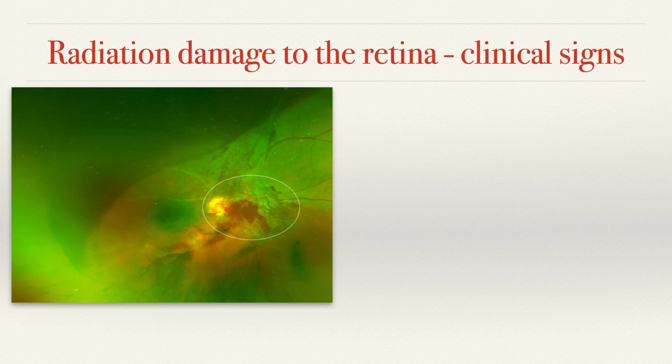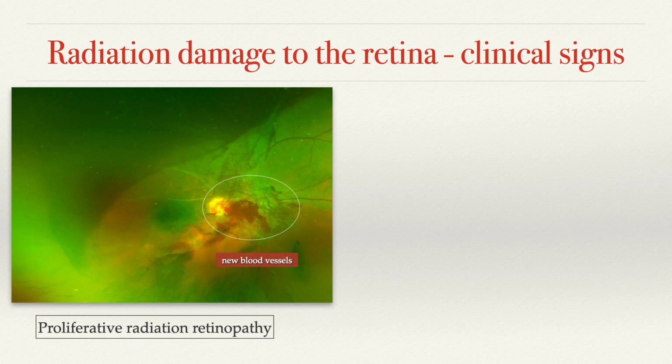And the clinical signs are, these are new blood vessels growing into the eye. Basically, the retina doesn't get enough blood, and it triggers new blood vessels to grow, which is a great idea, but they're badly made, and they grow into the eye, and they can bleed, and they can lead to a retinal detachment or increase the pressure in the eye, and they cause all sorts of problems, and they do need urgent treatment. That's proliferative radiation retinopathy.